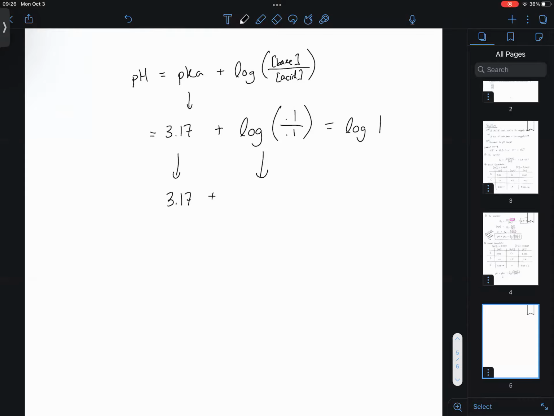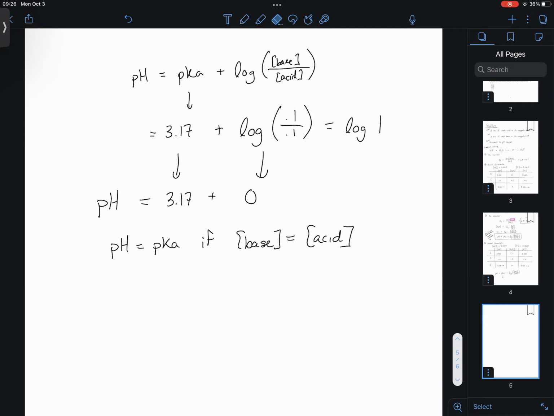Exactly. So if the acid and the conjugate base concentrations are the same, the log of 1 is 0. That means that the pH equals the pKa. So pH equals pKa if the concentration of the conjugate base is equal to the concentration of the conjugate acid. Okay.